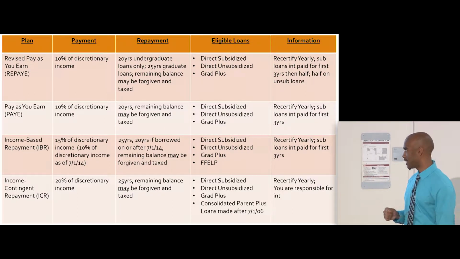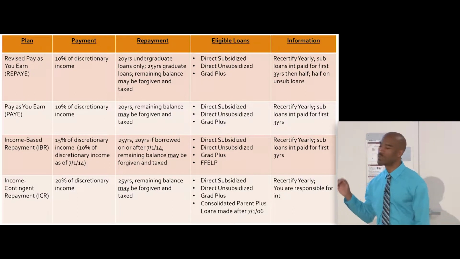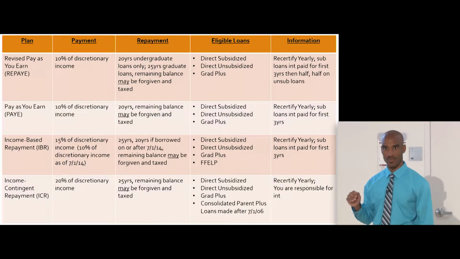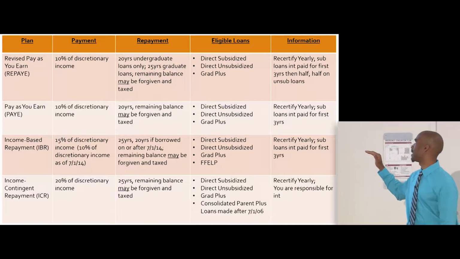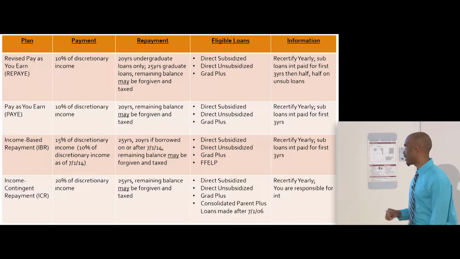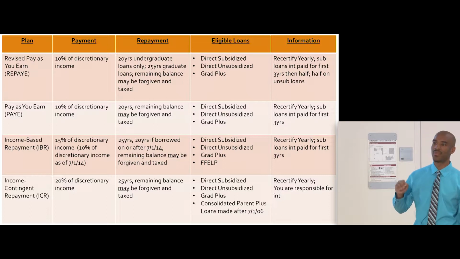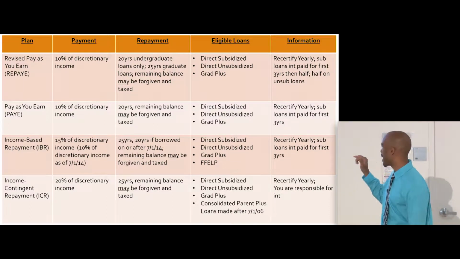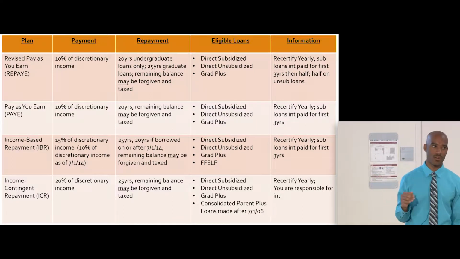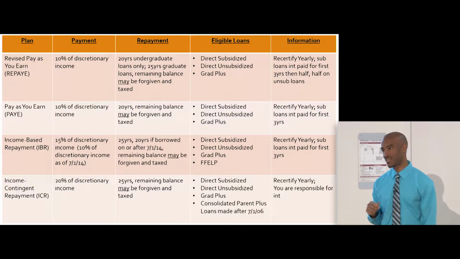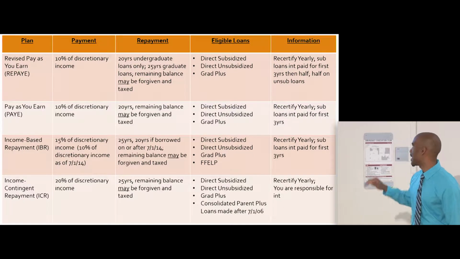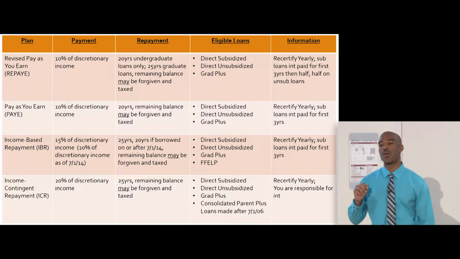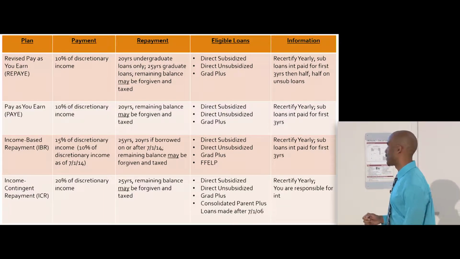And then the last is the income contingent, where it goes off of 20% of your discretionary income. Again, it's a 25-year term. And then those are the eligible loans. And this is the only income-driven repayment plan that allows for the Parent Plus loan. But that Parent Plus loan has to be consolidated in order for it to qualify for the income contingent repayment plan. It has to be consolidated. And you are solely responsible for all of the interest that accrues on the income contingent repayment plan.